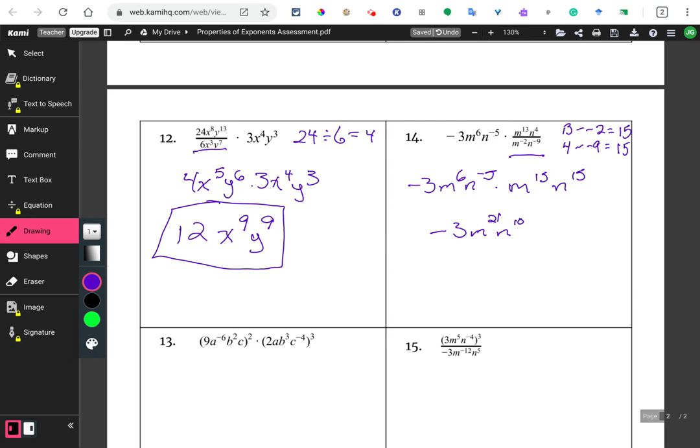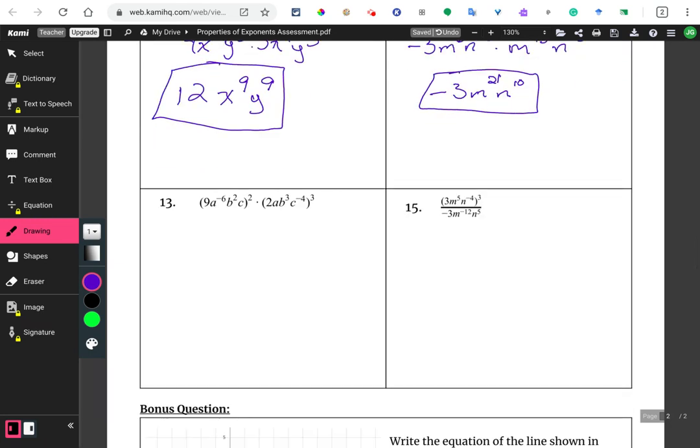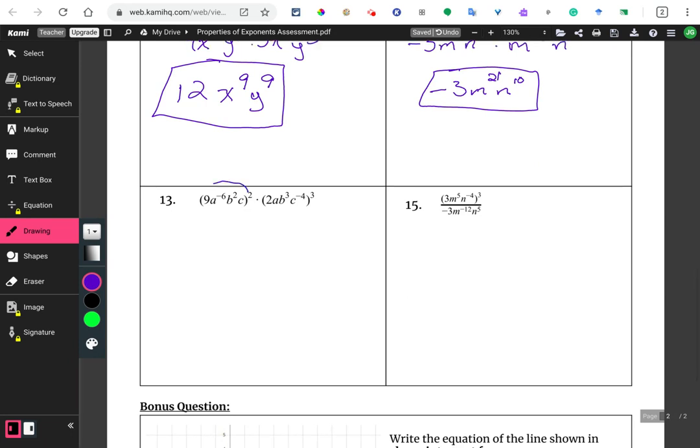Okay, so that's our answer there. All right, number 13, let's do this out. So we're going to distribute this here, right? Boom, boom, boom. So we're going to have 9 squared, which is 81, okay? A, negative 6 times 2, so A to the negative 12. B, 2 times 2 is 4.